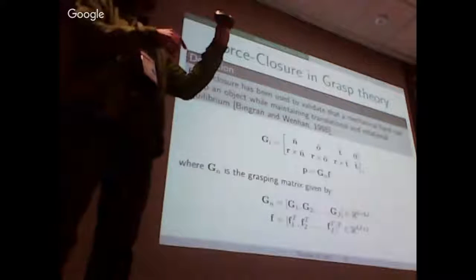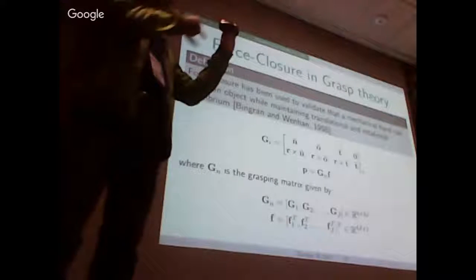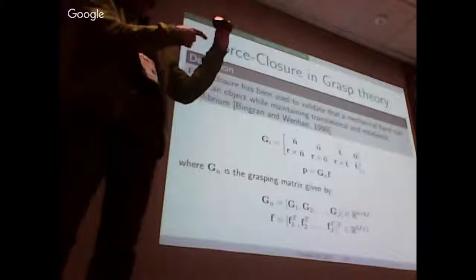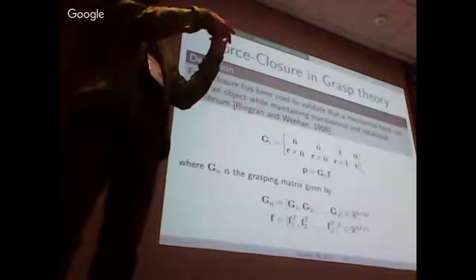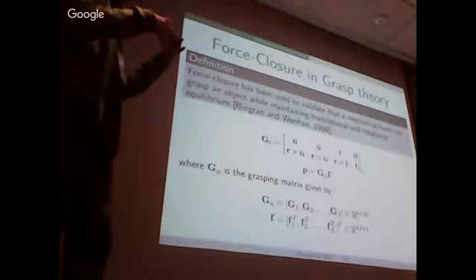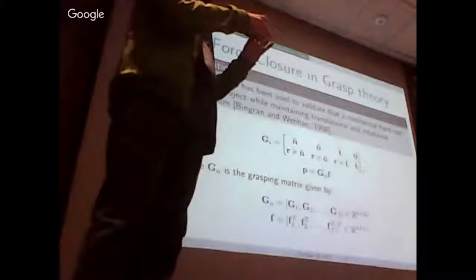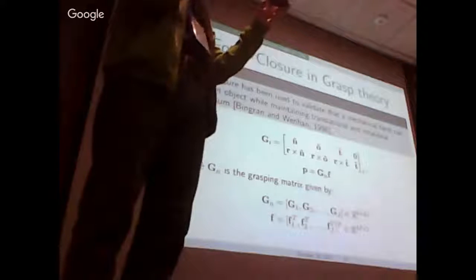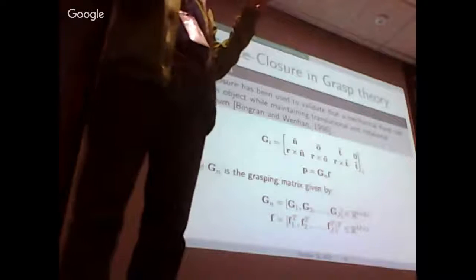Suppose I grasp the mouse this way. I can push it in this direction, and it is force closure because it is in equilibrium. But if I push it this way, it might fall, right? So the next level on this concept is force closure. When I grasp the mouse very firmly, no matter where I push it, it will remain in equilibrium.